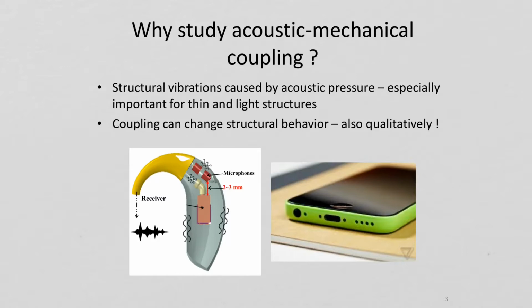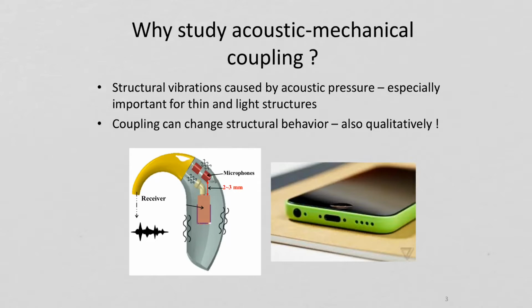And it turns out that if our structures are very small, for instance, if we have very thin and light structures, such as very thin plates made from a very flexible material, this effect of the acoustic air pressure fluctuations onto the vibrations of the structure actually becomes very important. And this coupling can actually change the structural behavior, not only quantitatively, but also qualitatively.